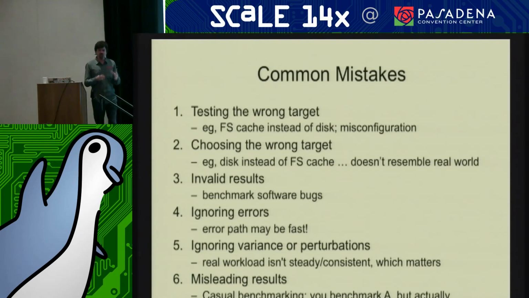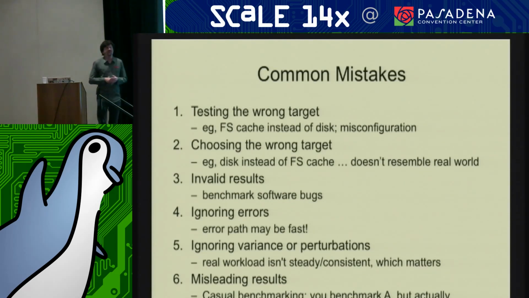Choosing the wrong target. So at that point, you say, okay, I will do direct I/O, and I'll disable the file system cache. I will test the disks. Why? It's not actually real world, as I said earlier, because in the real world, you will have the file system cache. So you may as well test through the file system cache. You need to know what you're testing. Invalid results. Sometimes benchmarks do have bugs, just like observability tools and metrics.